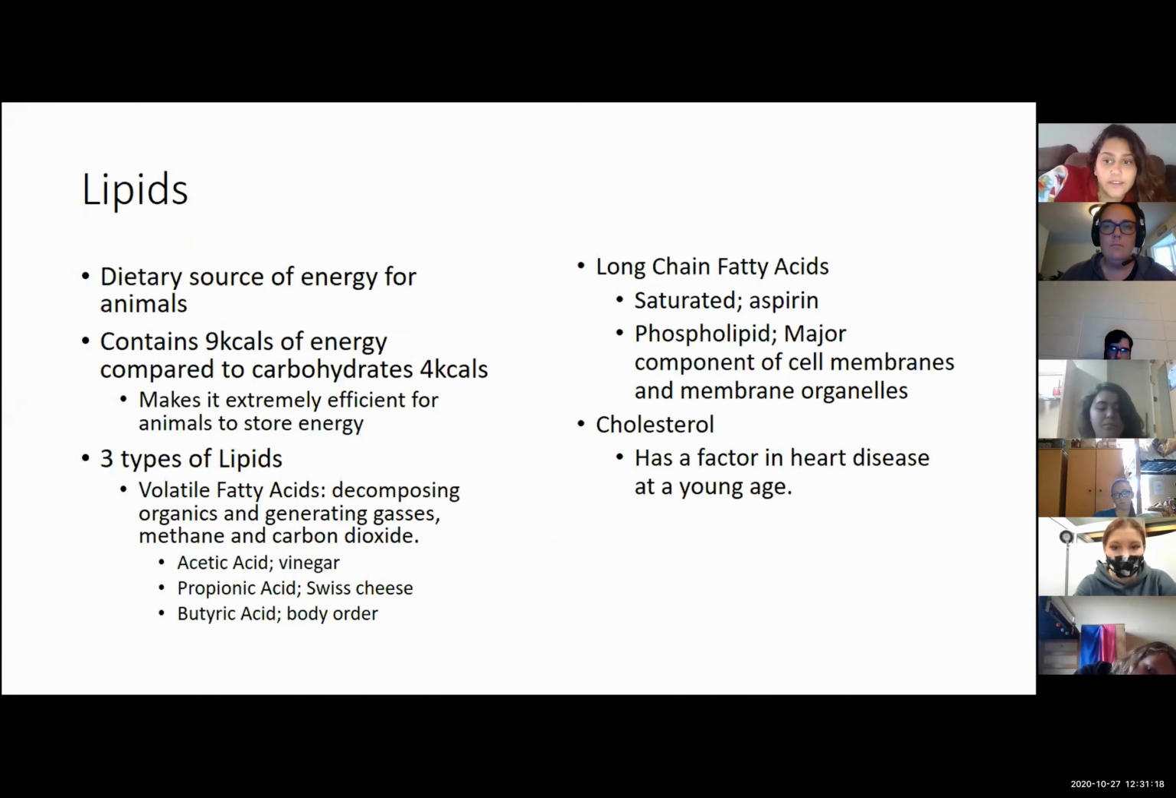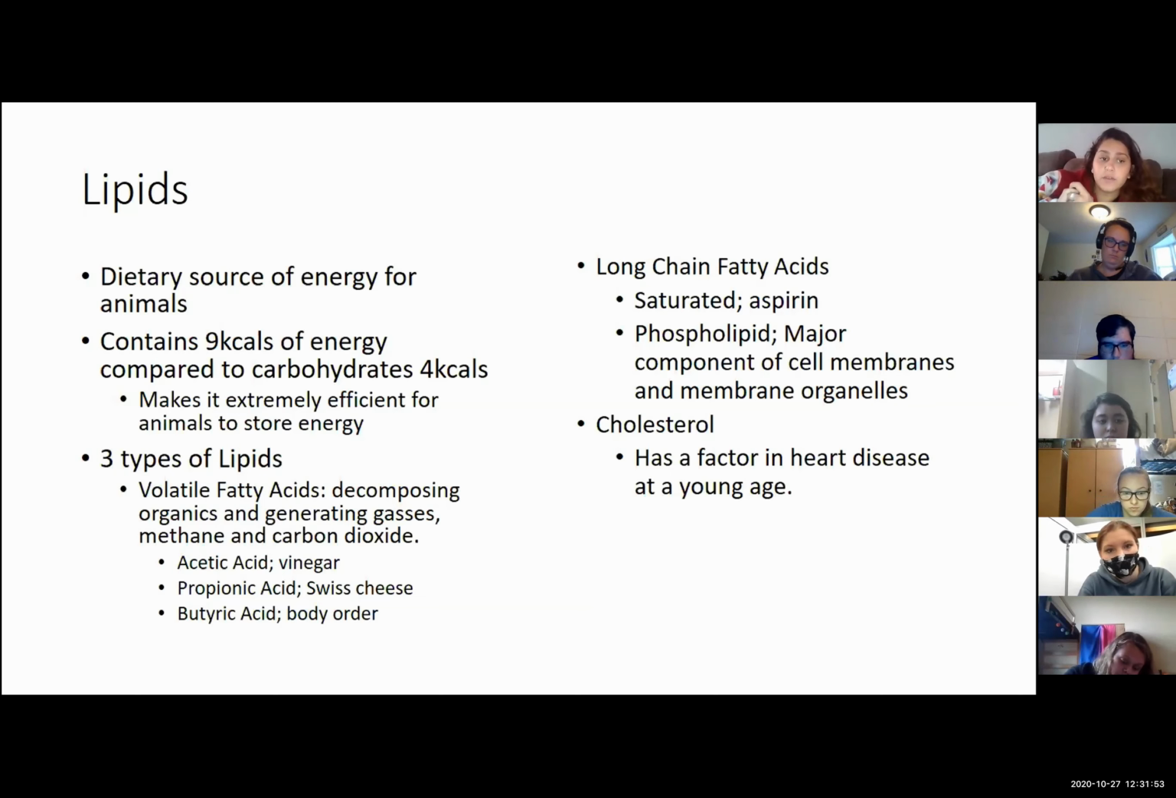You'll see that? Okay. So we found that lipids are a dietary source of energy for animals, and they contain 9 kcals of energy compared to the carbohydrates' 4 kcals, which makes it extremely efficient for animals to store the energy. So I would say that's why it's important, is for energy storage. The 3 types of lipids that we found were volatile fatty acids, long chain fatty acids, and cholesterol.